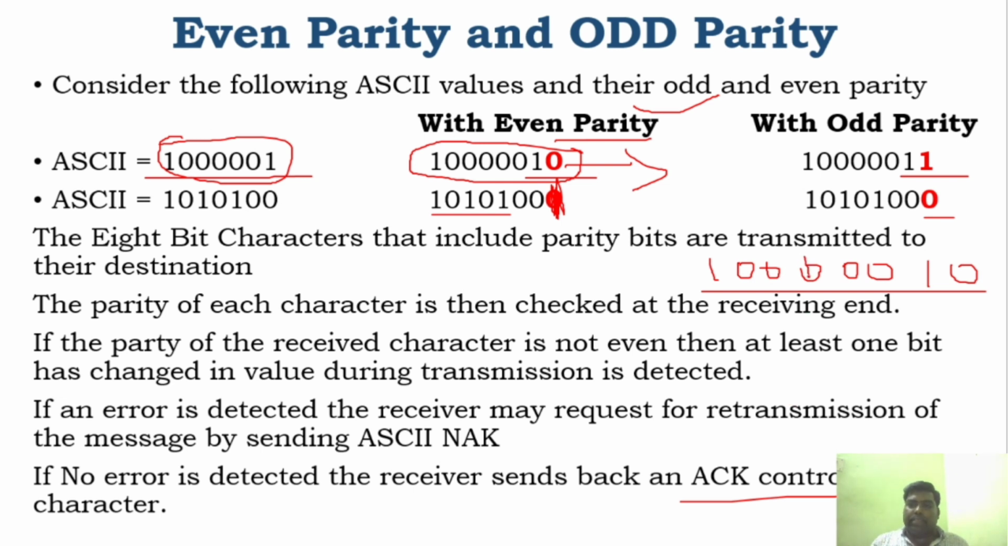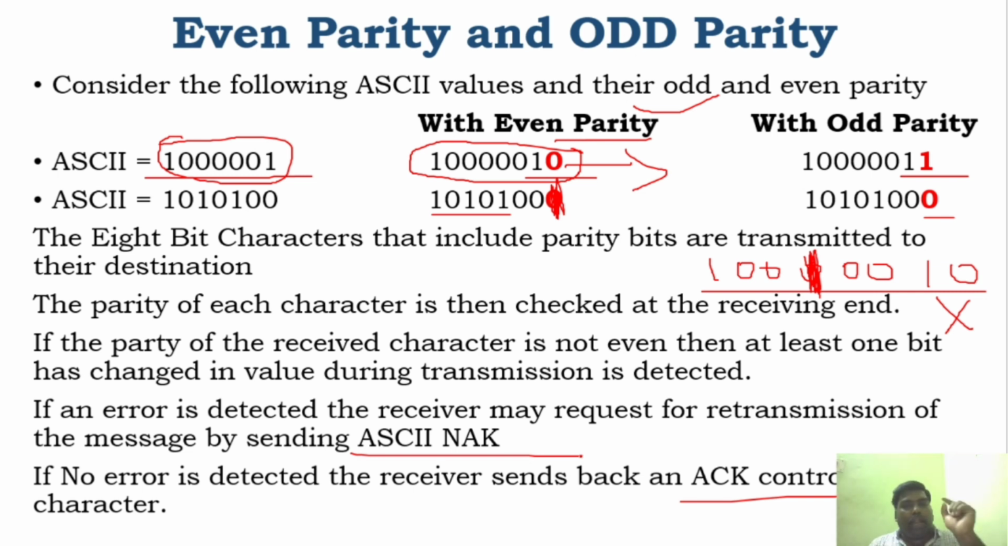If suppose some error has happened, and one bit has changed here, then when the receiver checks, the number of ones will be 3, right? So the parity we follow is even parity, but the number of ones is 3, so certainly there is an error. So the receiver will send a negative acknowledgement to the sender stating that you have to retransmit that particular message, it asks to retransmit the message, right? This is how even parity and odd parity work.